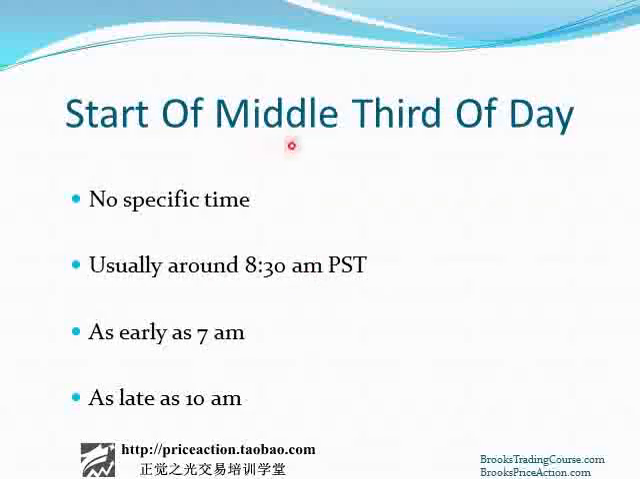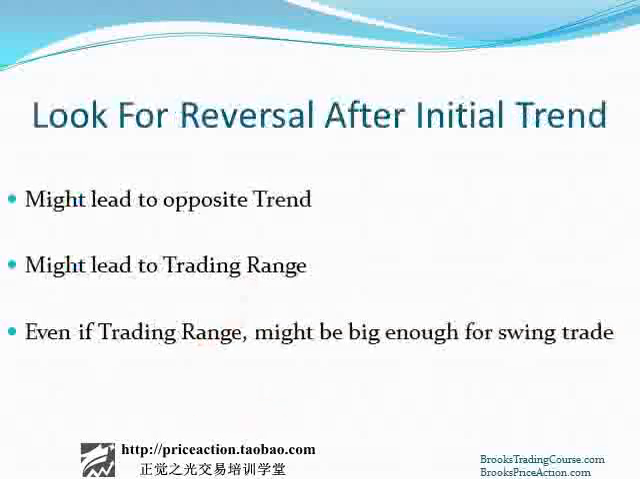When does the middle third of the day begin? It's different every day. It's usually around 8:30. The trend in the open usually ends around 8:30, sometimes as early as 7 o'clock, sometimes as late as 10 o'clock. So you're looking for some kind of reversal after the opening range swing. It might lead to an opposite trend, or it might lead to a trading range, and if it does lead to a trading range, often there are big swings within the range, big enough to make swing trades.